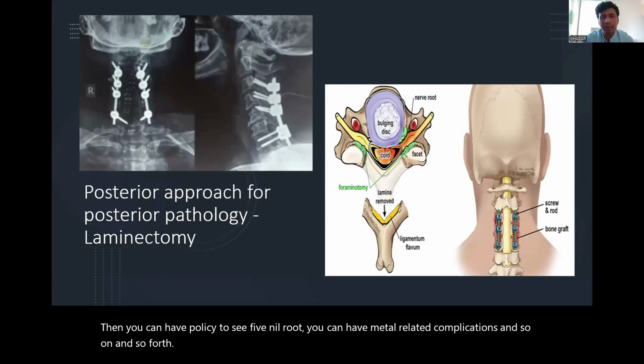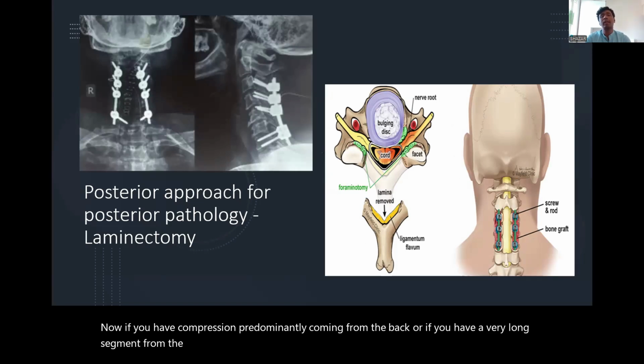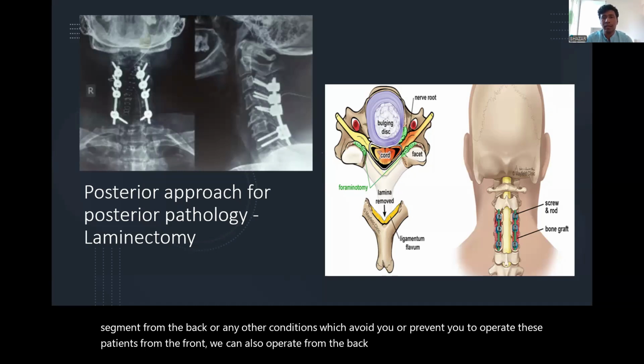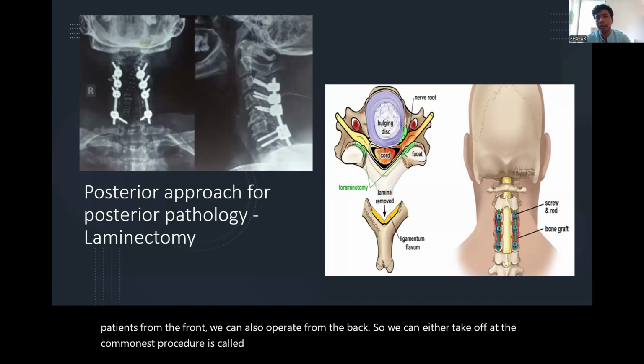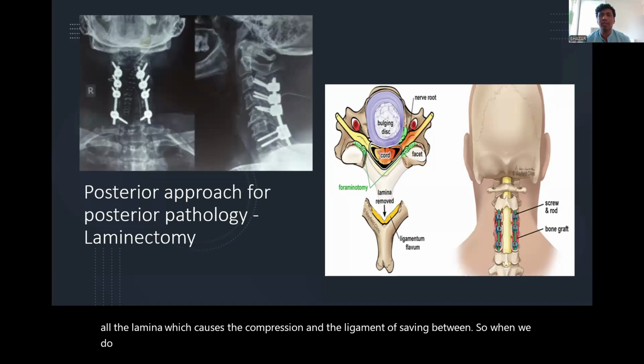Now, if you have compression predominantly coming from the back, or if you have a very long segment from the back, or any other conditions which prevent you from operating on these patients from the front, we can also operate from the back. So the commonest procedure is called laminectomy, where we go from the back and take off all the lamina, which causes the compression, and the ligamentum flavum in between. When we do that, often we tend to put screws from the back to stabilize the spine.